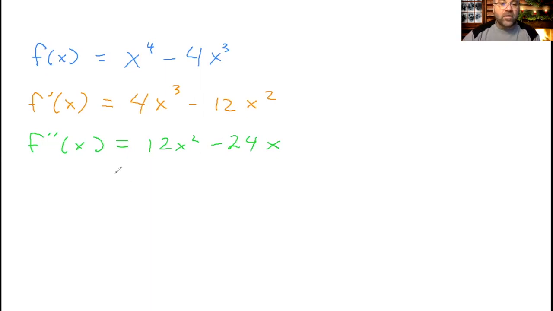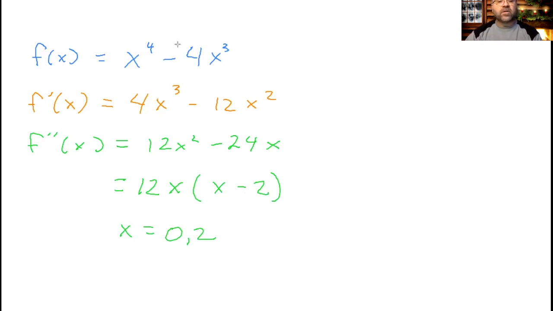So you may notice that this is nice and factorable. I'm writing my numbers down. I can factor out the 12x, right? And so 12x times x minus 2. And so we end up with two possible points of inflection. We've got 0 and positive 2. And so those are the ones I'm going to use to make my sign chart.